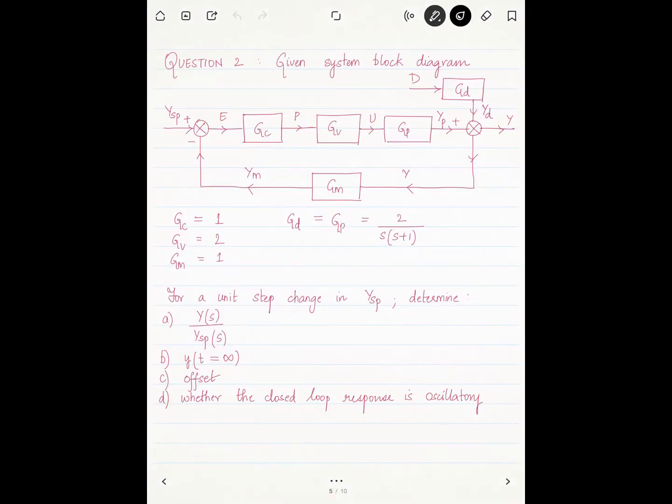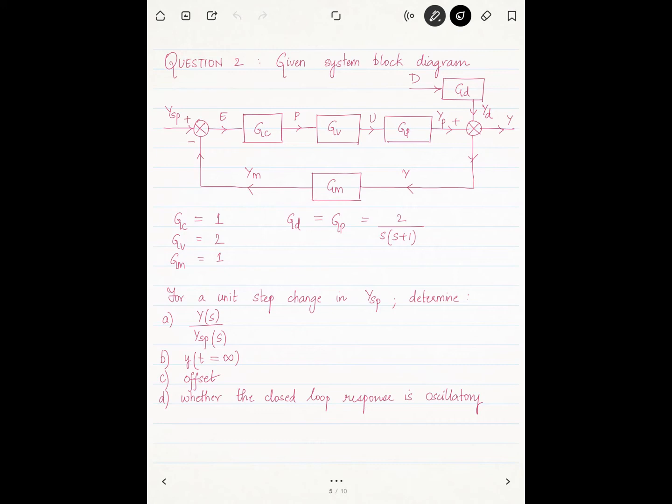Let us now move on to question 2. In this question, we are given a system block diagram. This represents a system that is a closed loop with controller GC, final control element GV, the measuring element GM, and the process itself depicted by GP. And we are told that the disturbance is given by GD. We're also given the transfer functions GC, GV, GM, GD, and GP.